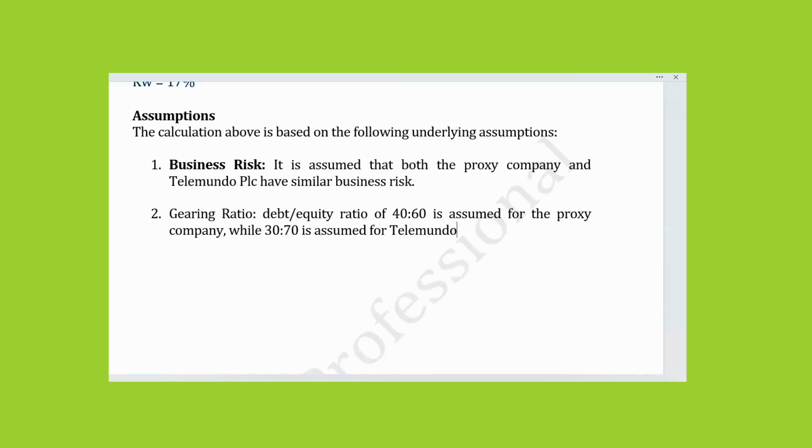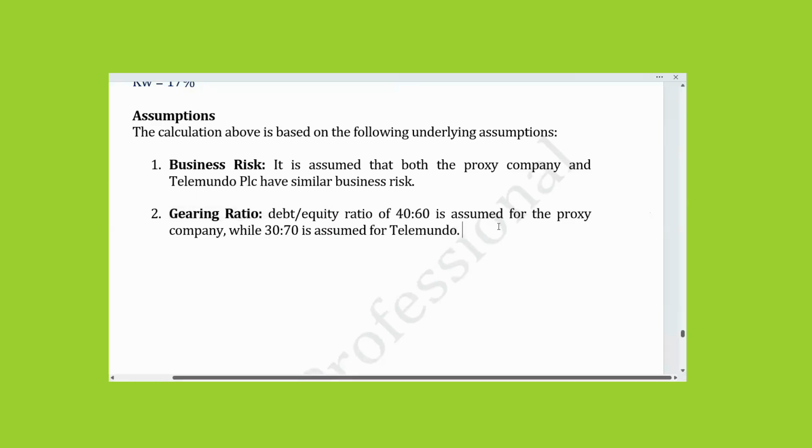So the examiner understands my perspective. Okay. What other assumptions have we made? In the question, you are not given debt beta for Telemundo. So you need to comment on that. Debt beta. That's number 3.